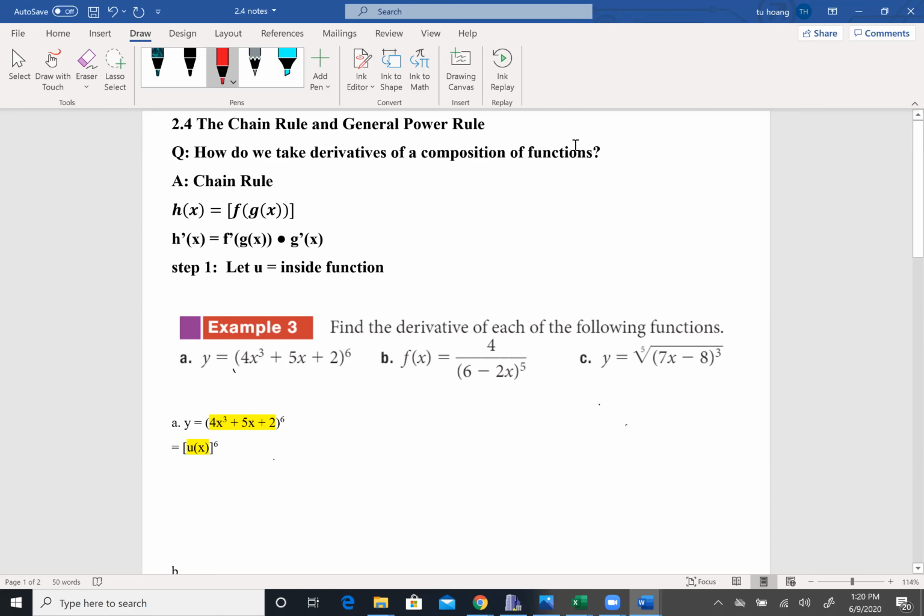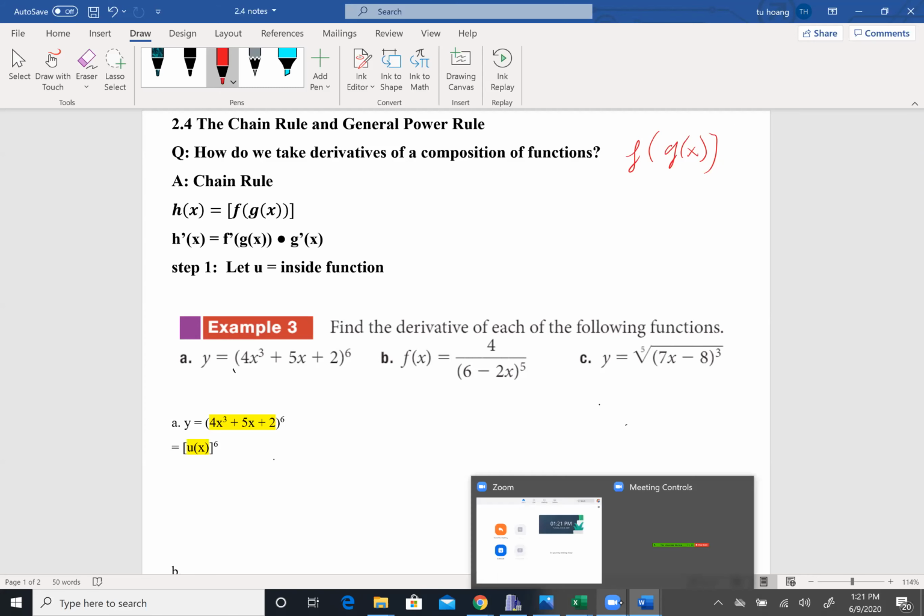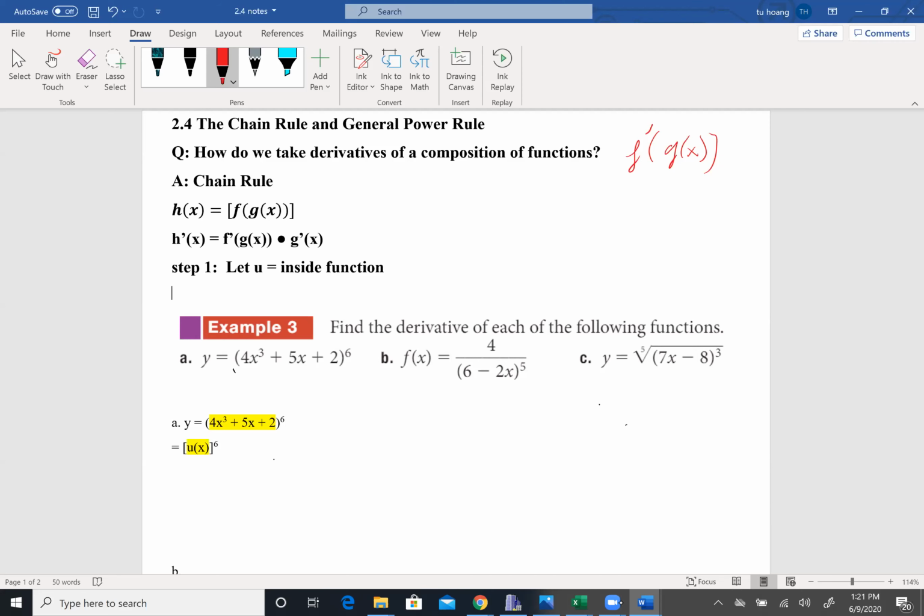Hi everyone. Today I'm going to talk about section 2.4 of Math 180 Business Calculus. In this section I'm going to talk about the chain rule and the general power rule, and we're going to answer the question: how do we take the derivative of a composition of functions? If you remember, that's something like f of g of x, right? And we are taking the derivative of that.